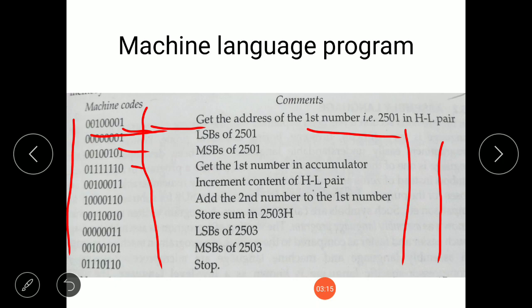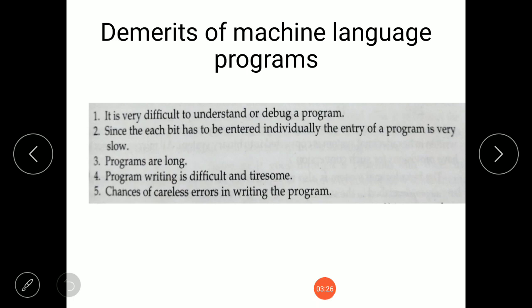Now it is very difficult for the programmer to write a program in the form of machine codes. Other demerits are that it is very difficult to understand or debug a program, since each bit of the program has to be entered individually. The entry of the program is very slow. The machine language programs are long. Program writing is difficult and tiresome, and the chances of careless errors in writing the program are there.